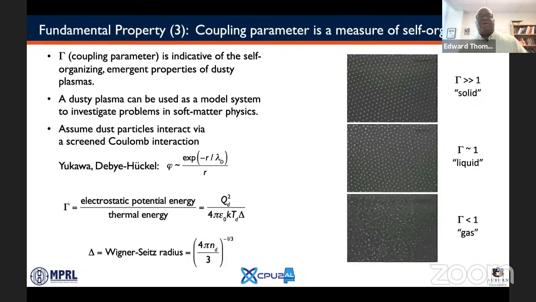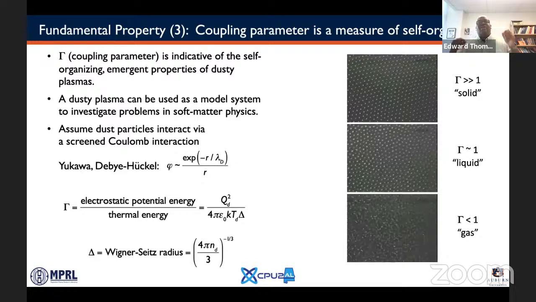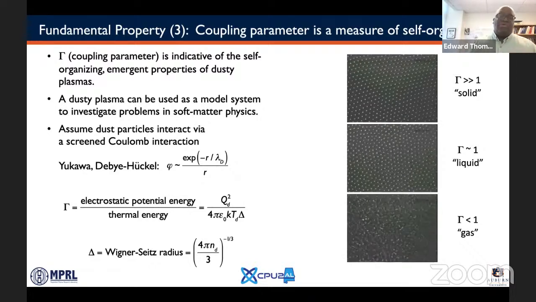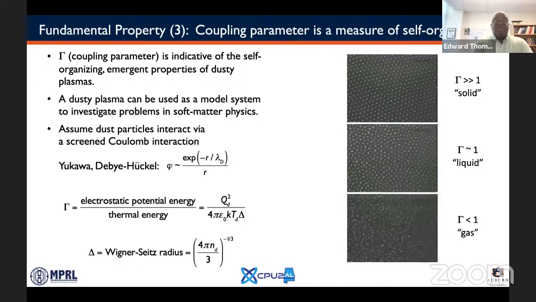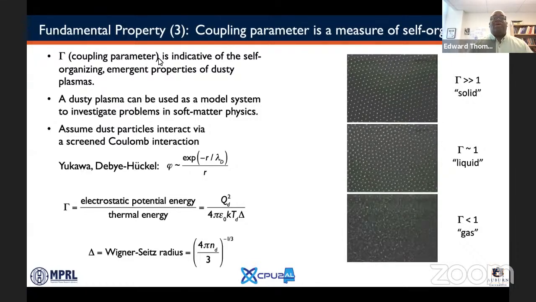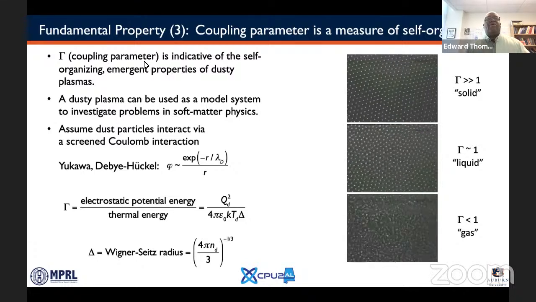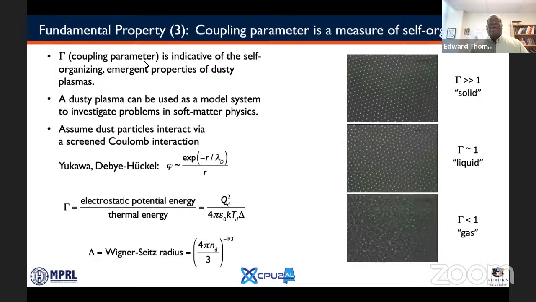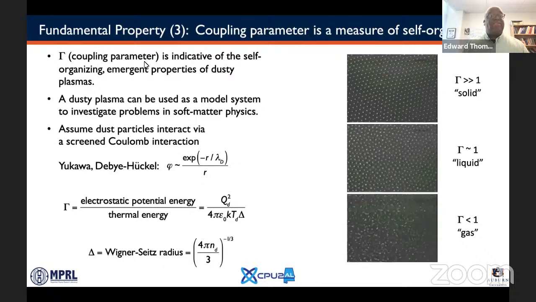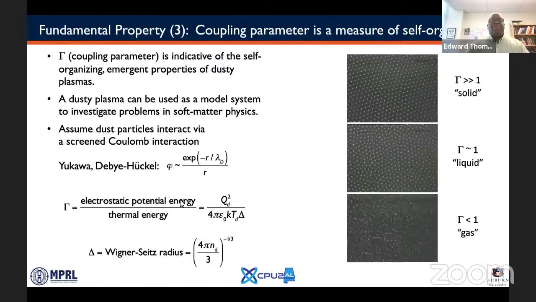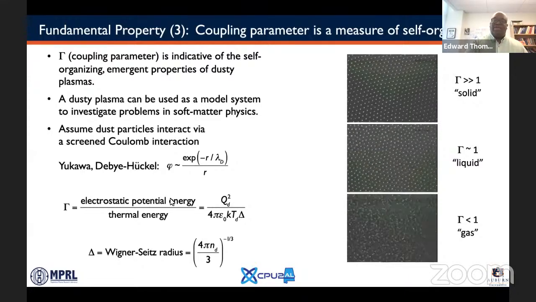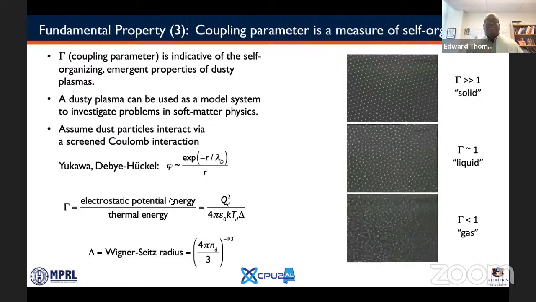Now, the third fundamental property of a dusty plasma is really at the heart of this talk and what makes dusty plasmas really interesting. When one talks about the properties of a dusty plasma or any plasma, there's a term represented by this symbol, capital gamma, which is called the coupling parameter or the Coulomb coupling parameter. It is a measure of how well self-organized a system is. It's not specific to plasmas; it's a general term that we can write down for any kind of system. In the context of a plasma, it is the ratio of the electrostatic potential energy, which is basically the energy stored in the electric fields between the particles, divided by the thermal energy, basically how fast the particles are moving around in the system.